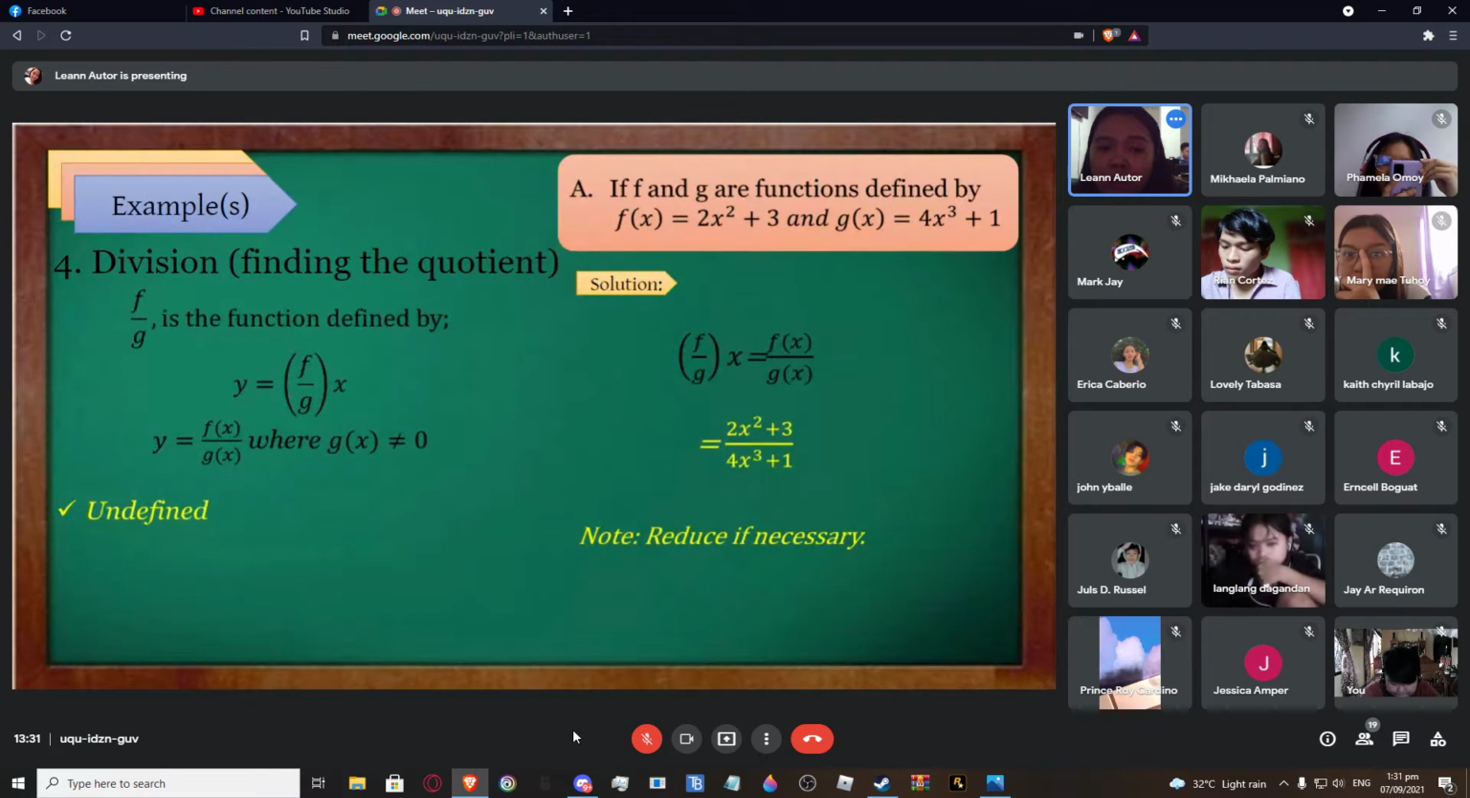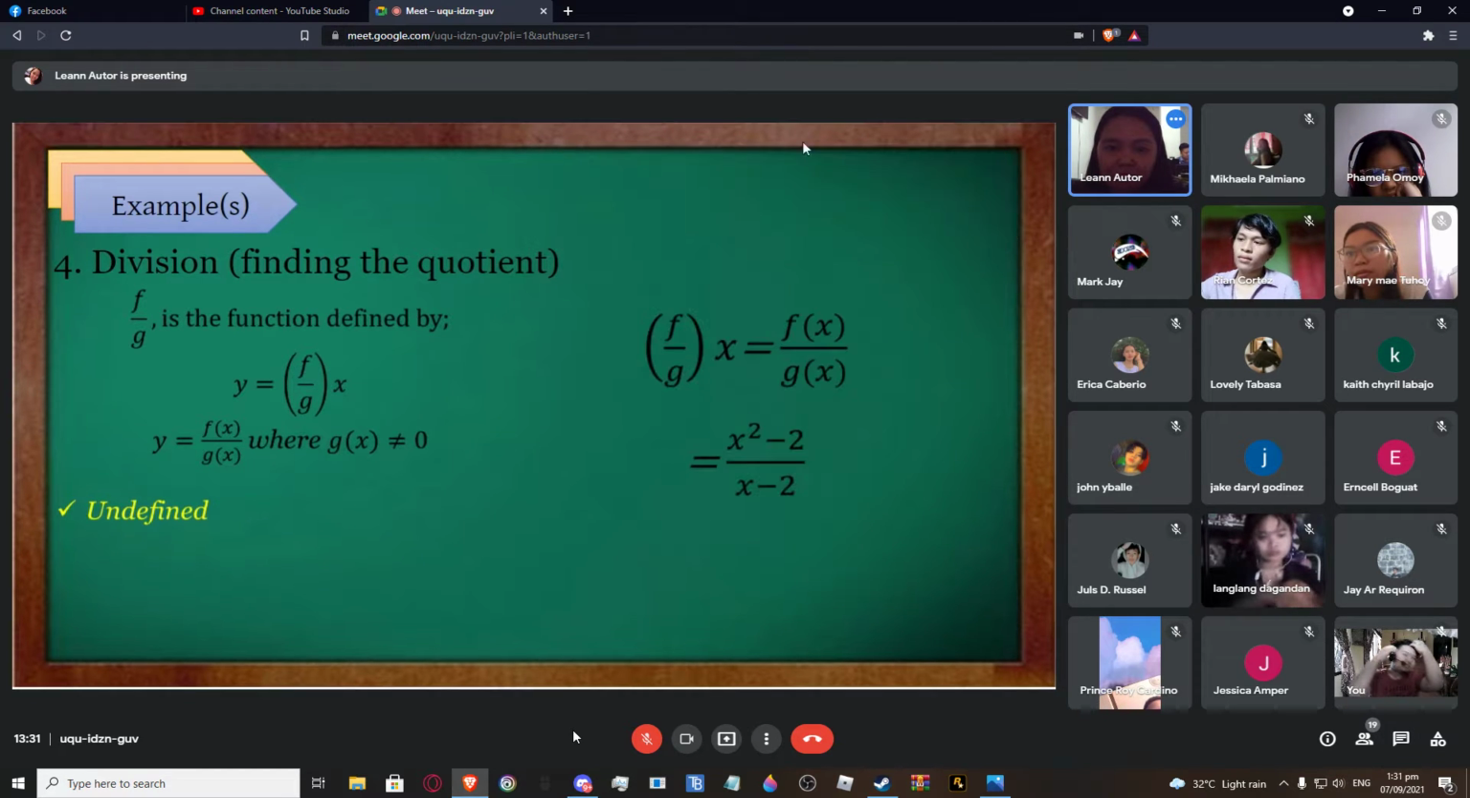So, it decides to reduce the moment the second one can be reduced. For example, if it's 3 and 6, then it can still be reduced. But if it's like that, it can no longer be reduced. That is the final answer. So note here that we only reduce if necessary.